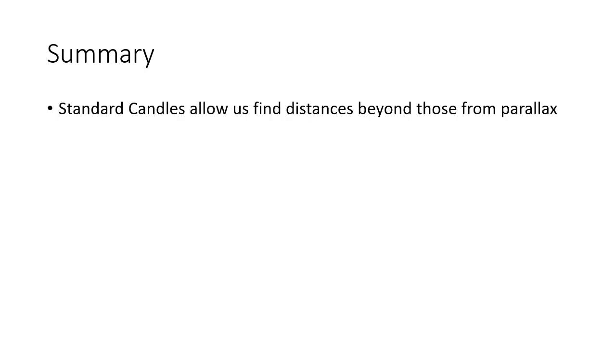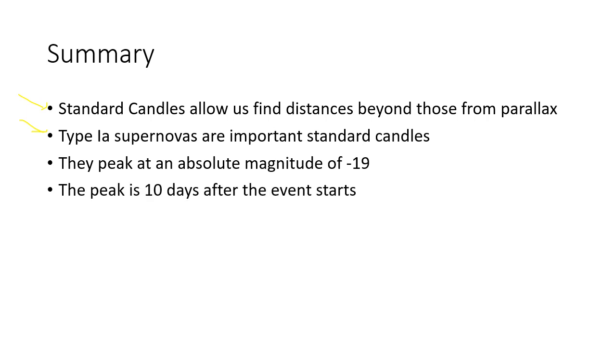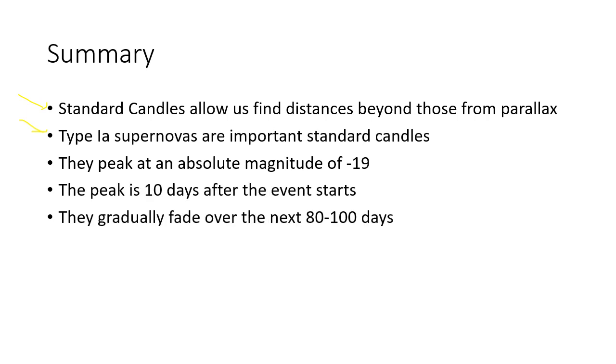So that covers it. And again, the amount you need to know is quite small. Standard candles allow us to find distances further than those that we can get from parallax. And the most important, most recently discovered things that are standard candles are type 1a supernovas. You've got to be able to draw the light curve of a type 1a supernova, and therefore you've got to remember that they peak at an absolute magnitude of -19. That the peak is 10 days after the start, and that they fade over the next 80 days.